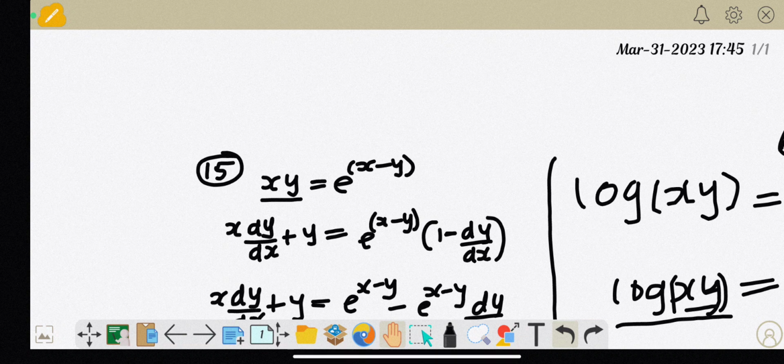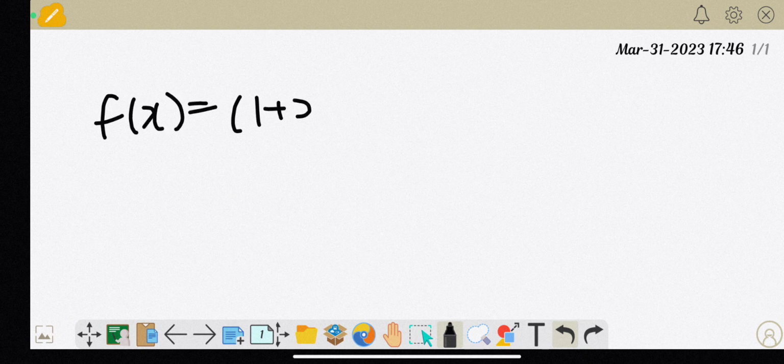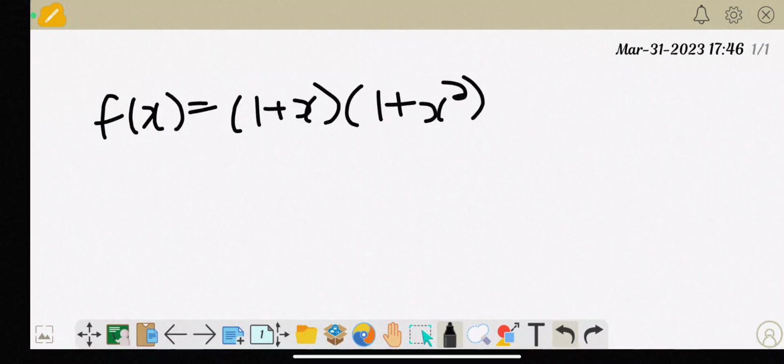Okay then, so let's solve now question number 16. So question number 16, how can you solve this? So you can see this question, f of x is equal to 1 plus x, 1 plus x square, 1 plus x to the power 4, into 1 plus x to the power 8.